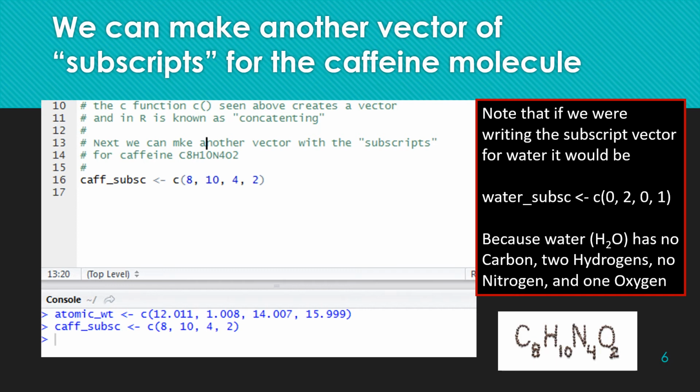And I want to point out that I can use this same concept even if I'm doing something that doesn't have, say, carbon and nitrogen. Water doesn't have carbon, it only has hydrogen and oxygen. And so then I can just put zeros in there. So water would be 0, 2, 0, 1. No carbons, 2 hydrogens, no nitrogens, 1 oxygen. So I don't have to start all over again if I wanted to do water.